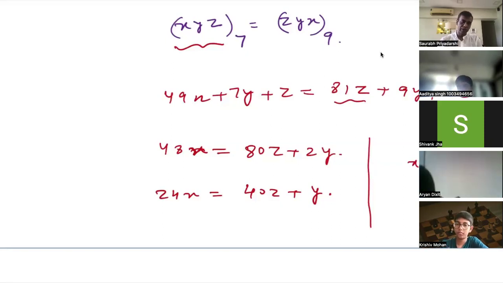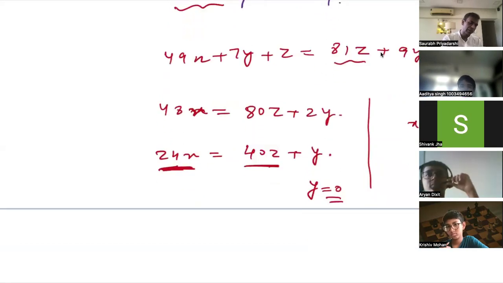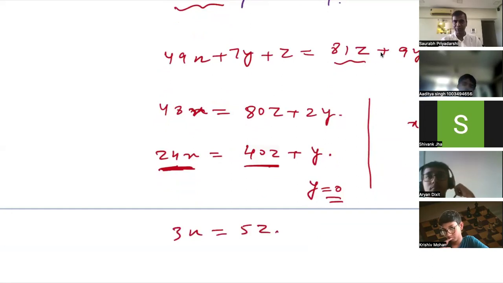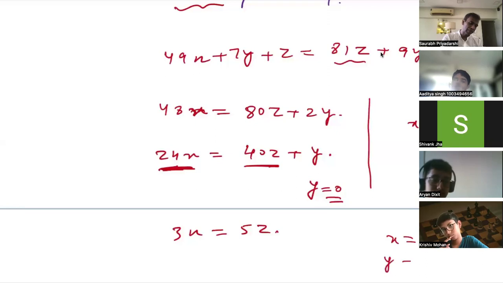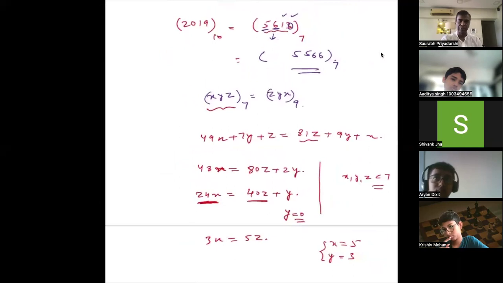Right. All the numbers are less than 7, and you are getting one factor of 8 from this, one factor of 8 from this. So obviously any number is not possible from this, right? So you can put y is equal to 0. If y is 0, then this is 3x is equal to 15. And now we know that if x, y, z are less than 7, obviously z must not be 0. So x is equal to 5 and z is equal to 3. Is this okay?